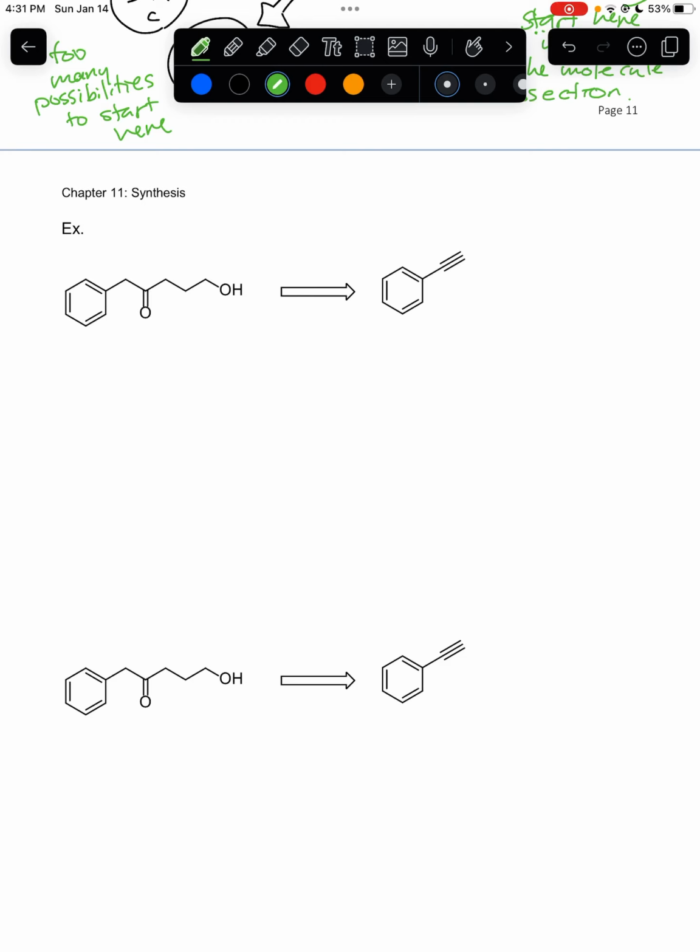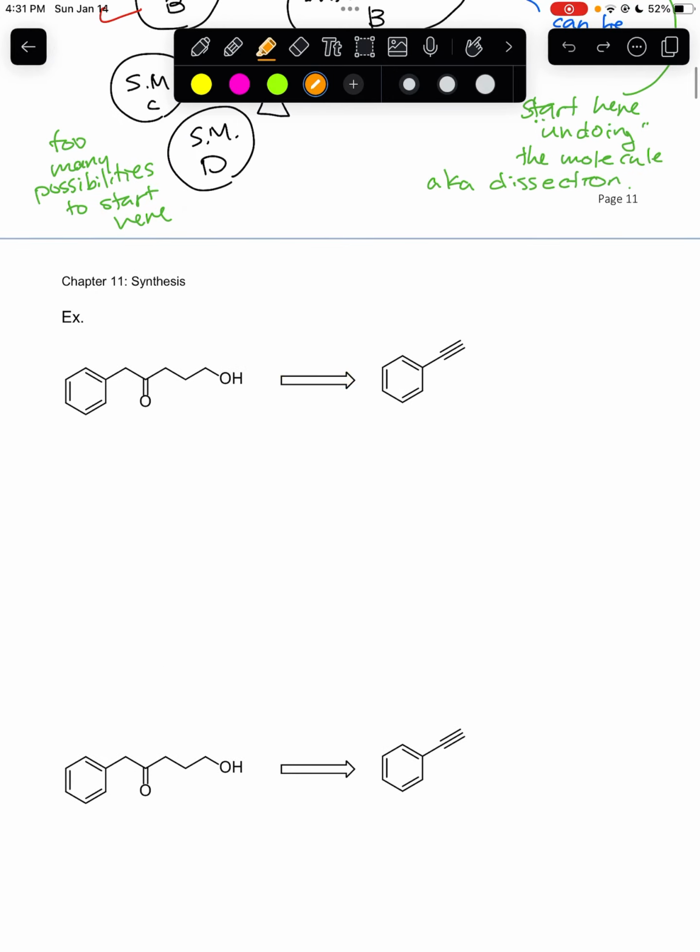And what I want you to do here is think about the synthesis backwards, of course, from the target. And the way I drew this retrosynthetic analysis arrow should make it obvious to you that this is the product, this is the target. We're not trying to make this alkyne molecule from that. We're trying to make this alcohol ketone molecule from the alkyne. Hopefully that makes sense. And in thinking about this, maybe I'll write that at least. This is the target.